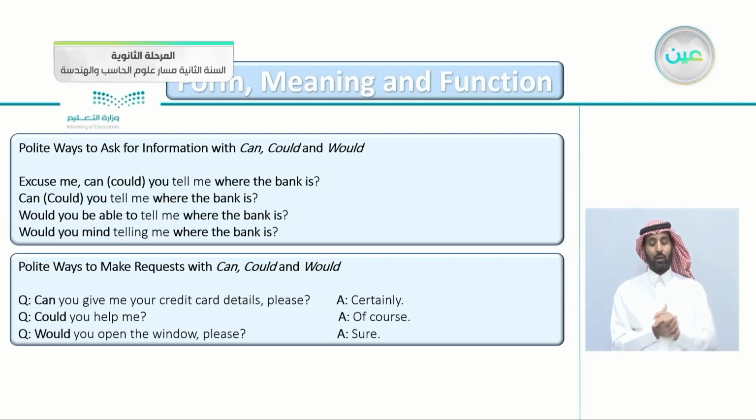The first one, can you give me your credit card details, please? Of course, please is a polite word here. The answer is certainly. The second question, could you help me? Of course, is a polite way of asking. The answer is of course.